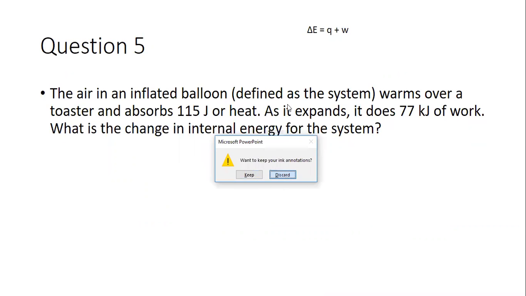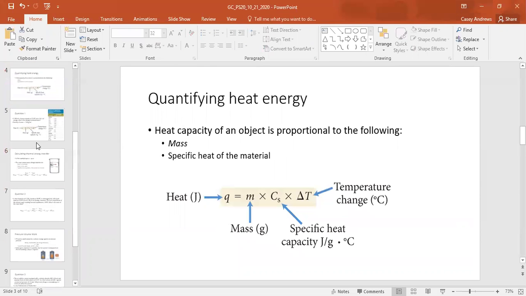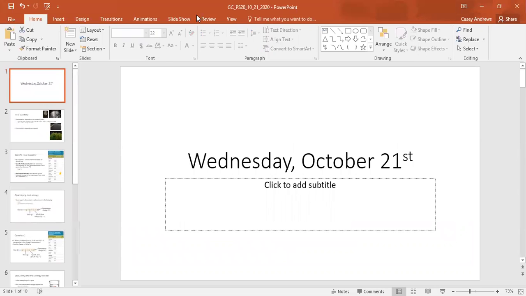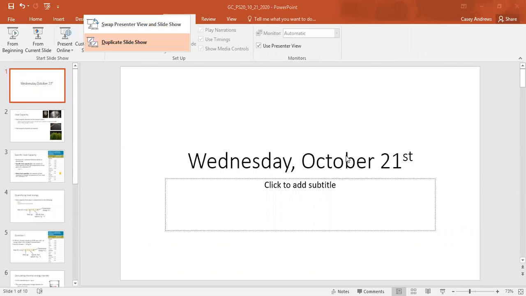No, I don't want my ink annotations. 1021, where we're going to continue to talk about energy. And our calculations are going to get a little more complex, as they always do.